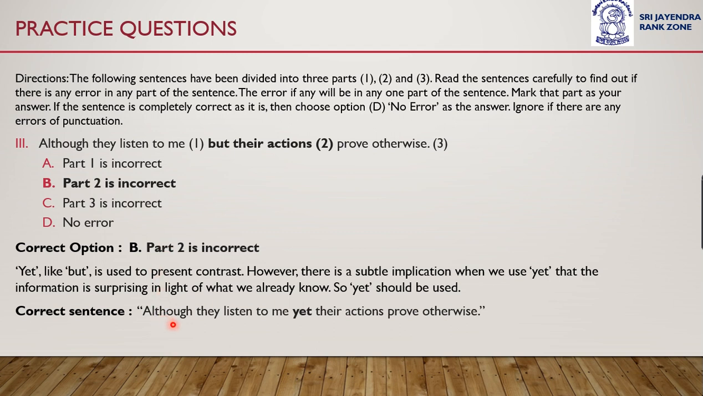So the correct sentence becomes, although they listen to me, yet their actions prove otherwise. So in order to combine these contradictory statements and maintain the element of surprise in the information, we have to use yet instead of but. Option B is the correct option. Part 2 is incorrect. I hope this is clear to you. Let's move on to the next question.